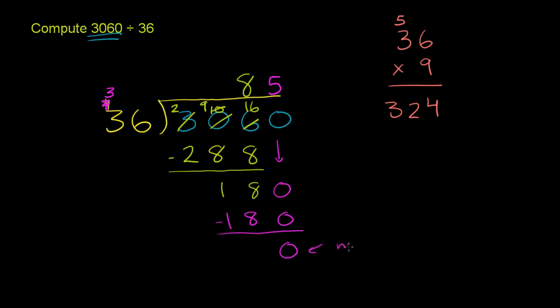So we have no remainder. We're left with 36 goes into 3,060 85 times. So this is equal to 85.